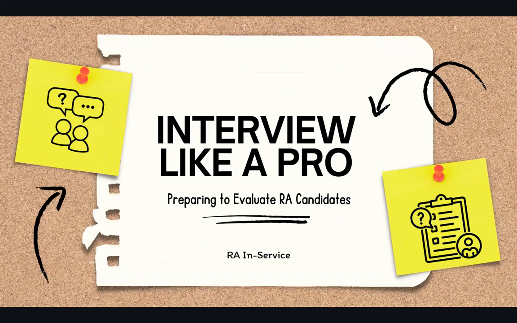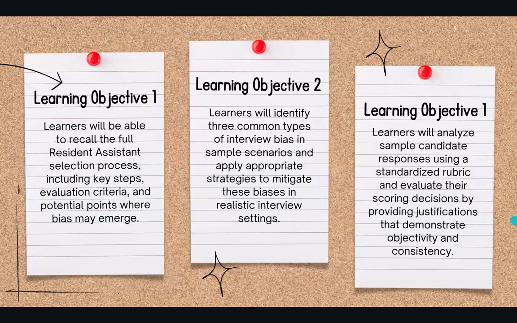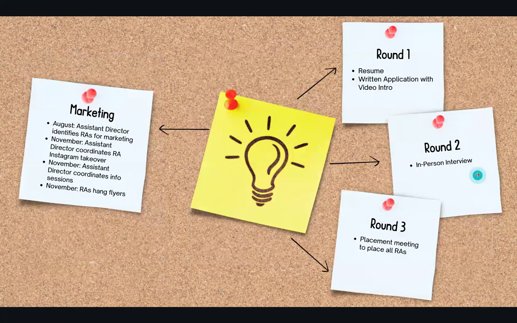Welcome to your in-service on preparing to evaluate RA candidates. Here are the learning objectives for this session. By the end, you will be able to explain the selection process, identify interview biases and think critically about how they impact decisions, and utilize the rubric to evaluate a mock candidate's answers. Here are the components of the RA selection process.